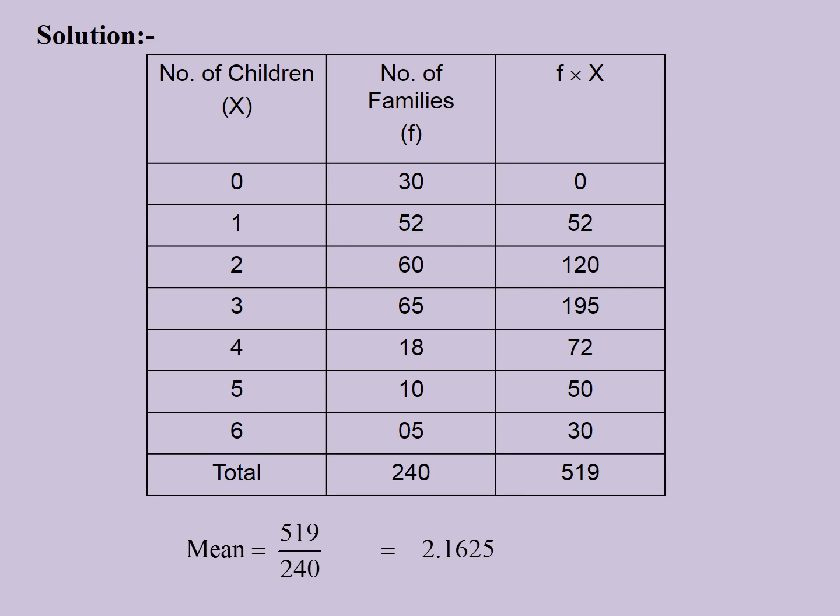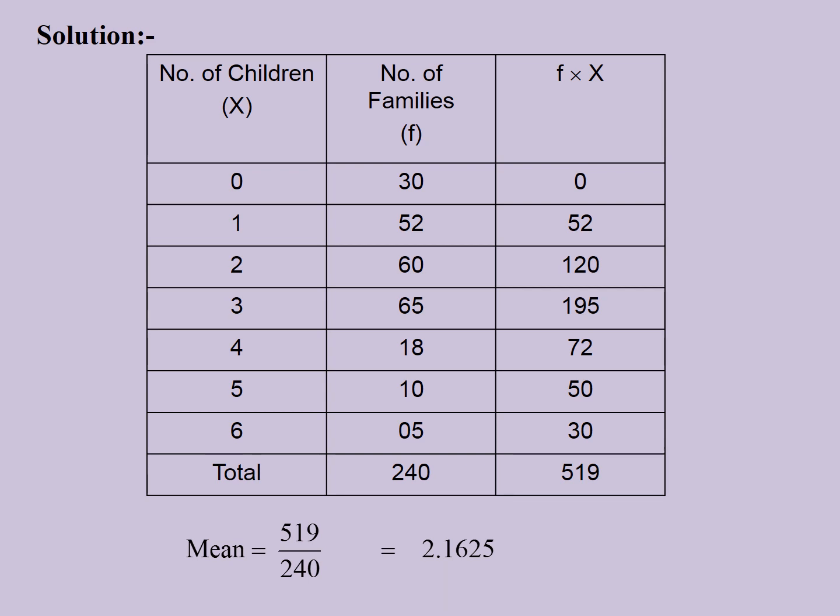First is 0 into 30, that is 0 children. 52 families with 1 child means 52 children. 60 families with 2 children gives 120 children. 65 families with 3 children gives 195. In the same way for 18 families with 4 children, 10 families with 5 children, and 5 families with 6 children. The summation of the third column is 519.